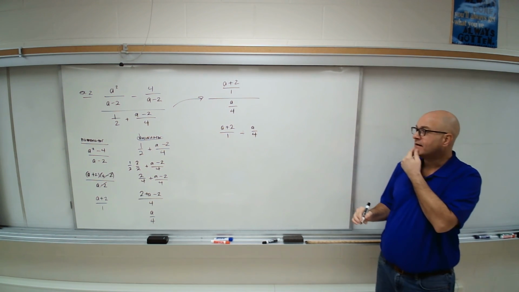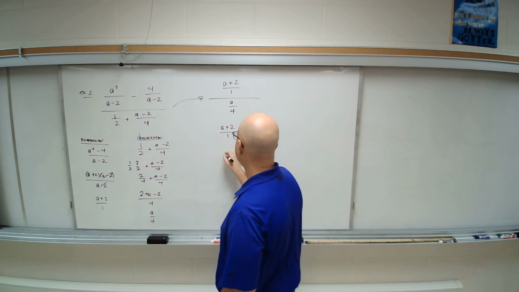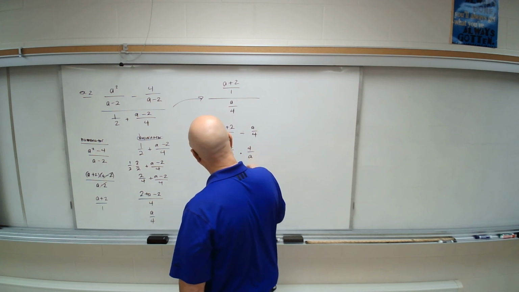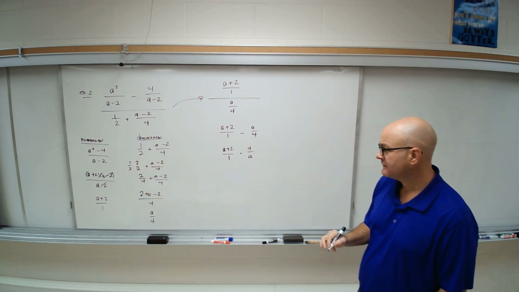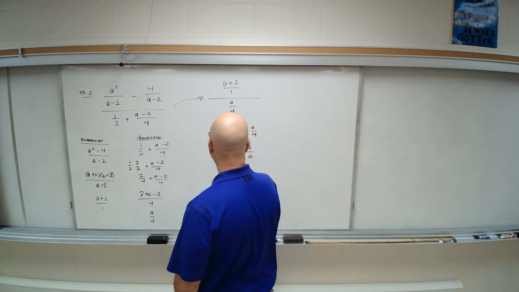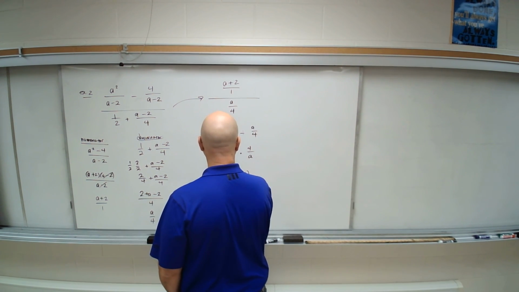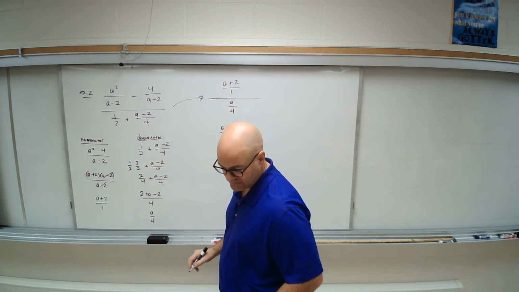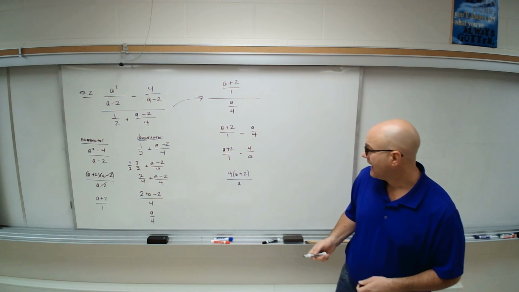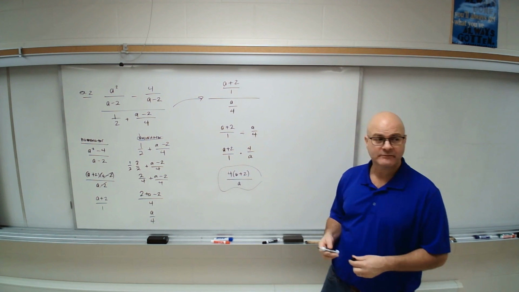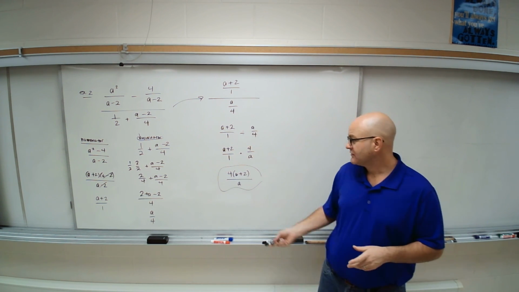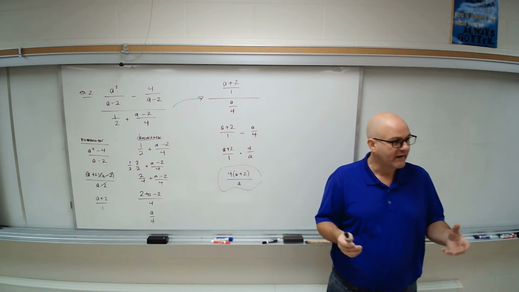And then from here, we can copy, change, flip. A plus 2 over 1 times 4 over a. Then we'll multiply the numerator, so that's 4 times a plus 2, and the denominator would just be a. Now I like it like this. I like to leave the numerator factored, but if you just said 4a plus 8, it's fine also. And there's no canceling that can go on. There's no more factoring. So we're done.